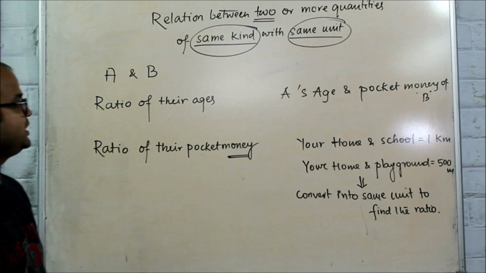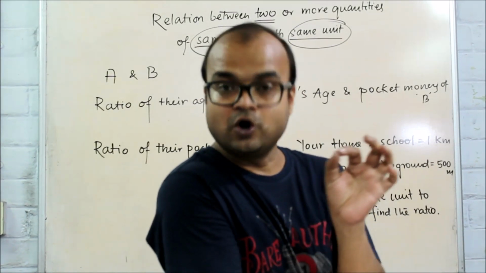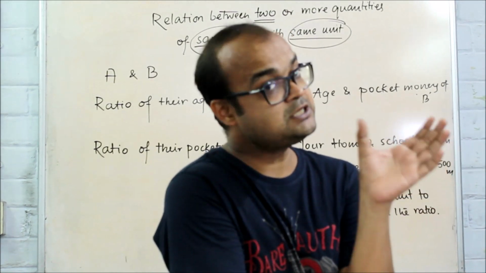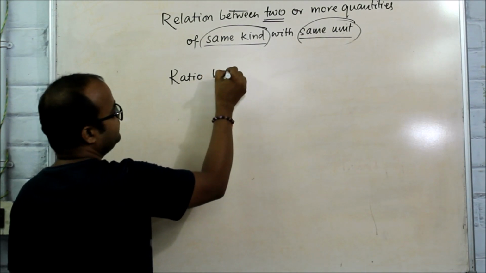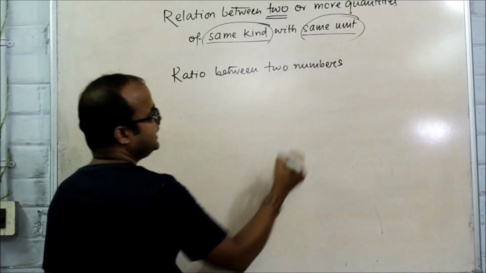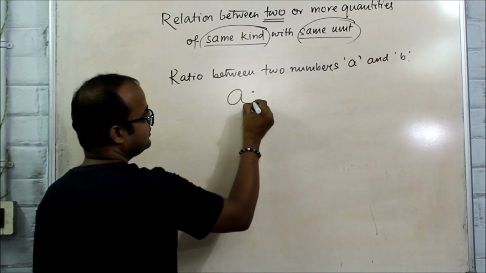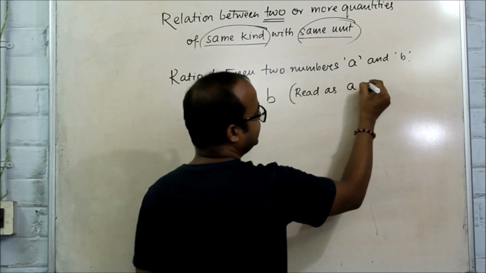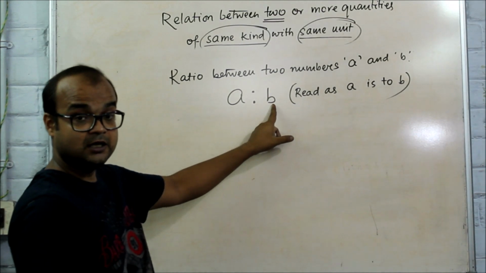Clear? So this is the first part where we learn about the definition of ratio. So it is a relationship between two quantities or more of same kind. This is very important, same kind, and their unit must be same. Clear? So suppose if you want to find out the ratio between two numbers A and B, you write A is to B. You have to read as A is to B. But the condition should be same. They should be of same kind and same unit.